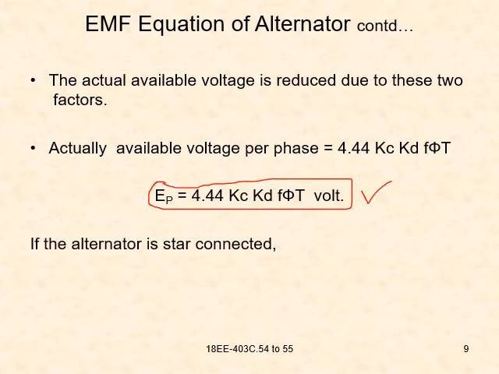And if we require the line voltage, if the alternator is star connected, we have the line voltage VL equal to root 3 V phase. These relations we have also seen in electrical circuits in the polyphase system, that the line voltage VL is equal to root 3 V phase.